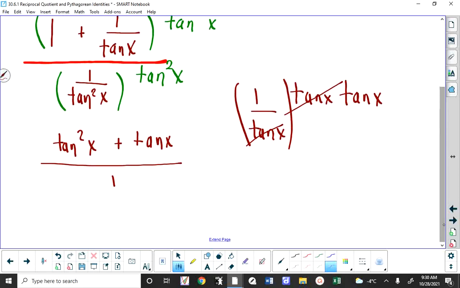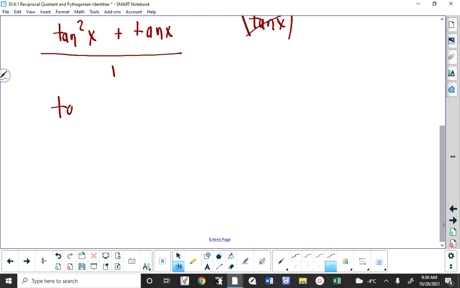Now, do I need to write over 1? No. But I can factor out of this tan of x and be left with tan of x plus 1. Now, I don't know if that would be the answer or this would be the answer. It depends on who wrote the question. Can you tell me if one of those is the answer? It's the second one. Yeah. Very often we like to express our answers in factored form if we can.